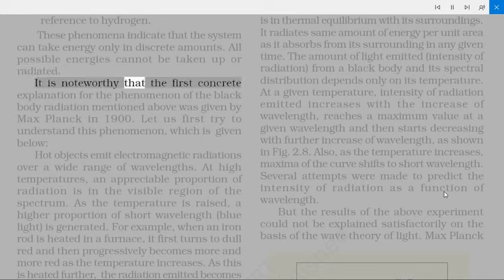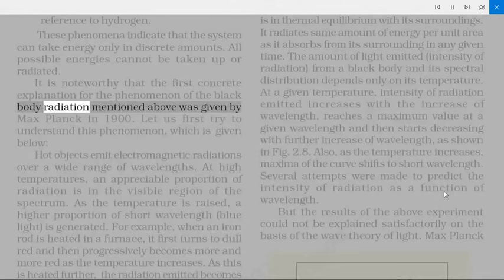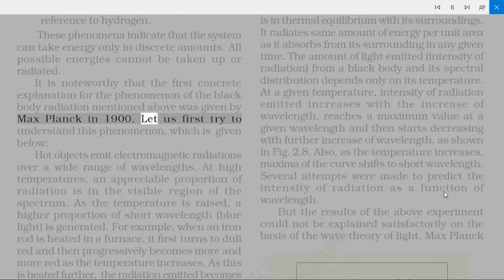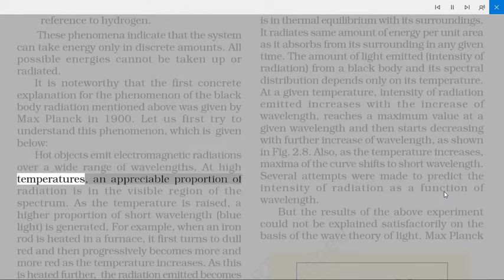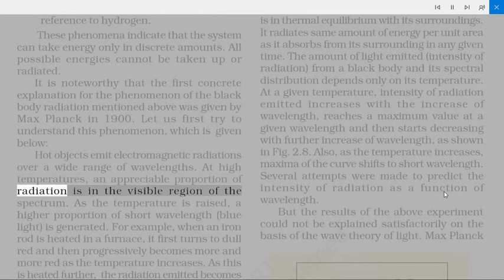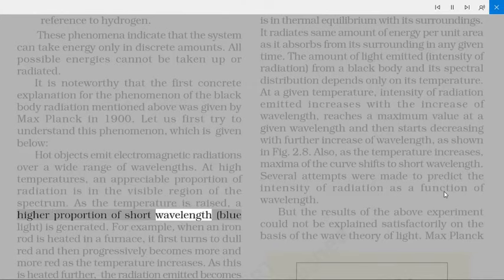It is noteworthy that the first concrete explanation for the phenomenon of the black body radiation mentioned above was given by Max Planck in 1900. Let us first try to understand this phenomenon, which is given below. Hot objects emit electromagnetic radiations over a wide range of wavelengths. At high temperatures, an appreciable proportion of radiation is in the visible region of the spectrum. As the temperature is raised, a higher proportion of short wavelength, blue light, is generated.